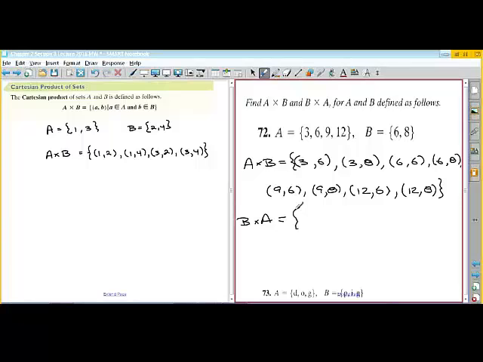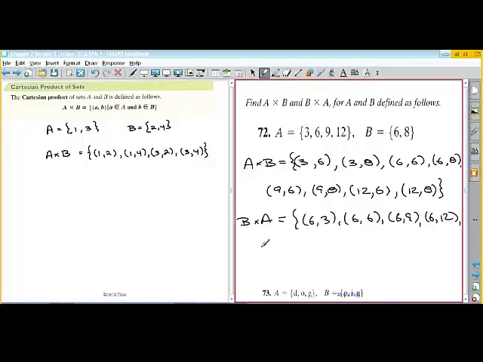Now if you do B cross A, you're still going to have 8 pairs, but they're not going to be the same. What we do now is we let the first number be either 6 or 8, and let the second number be either 3, 6, 9, or 12. So here we had groups of 2 together. In this case, we have 2 choices for the first number and 4 choices for the second number. So we're going to take this 6 and then do each one of these 4. So we'll do 6, 3, 6, 6, 6, 9, 6, 12. So that's 4 of them.